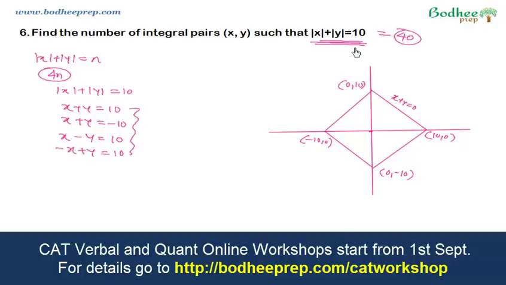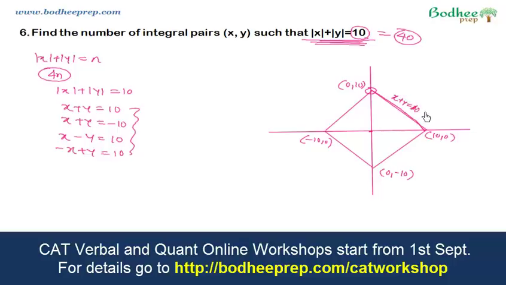And we need to find mod of x plus mod of y is equal to 10. That means we have to find all the integral values on the perimeter of this particular square. Now we can see that 0, 10 is one of the solutions. If I put x equal to 0 and y equal to 10, then this equation is satisfied. Similarly, 10, 0 is also one of the solutions.